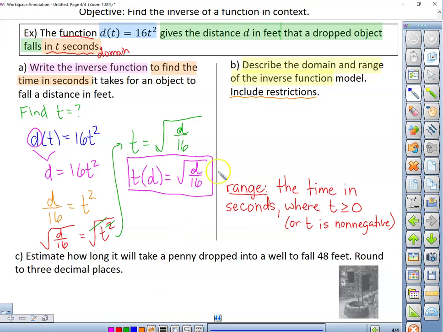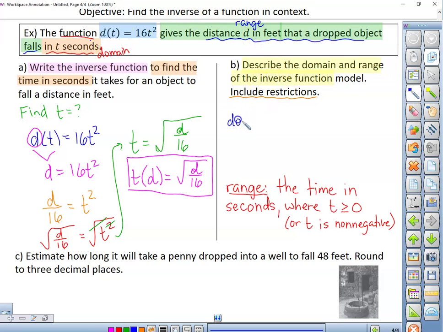Domain. So for the domain of the inverse, now that goes back to this. We have to realize our d is our dependent variable. So this is our range concept. So the distance in feet a dropped object falls, that is describing the range of the function. Therefore, it becomes the domain of the inverse.